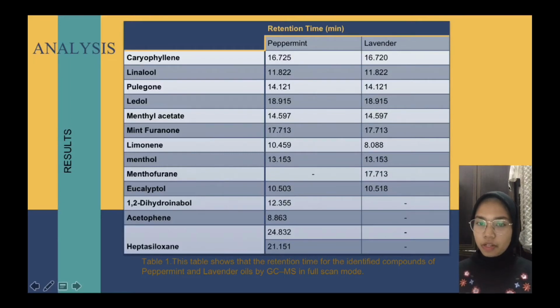In this experiment, I will discuss the analysis. So in this analysis, we will get the result of the retention time of peppermint and lavender.